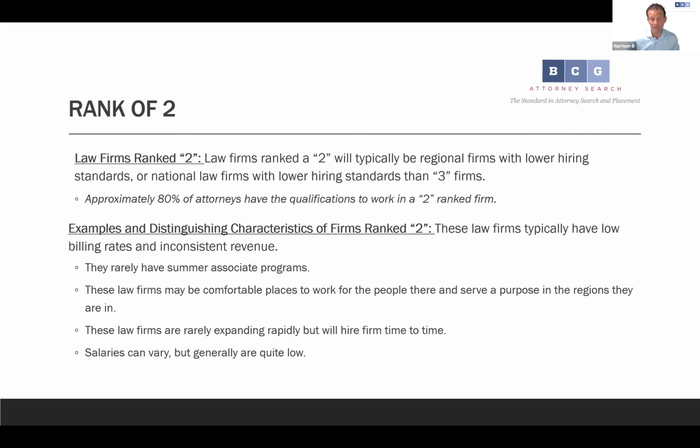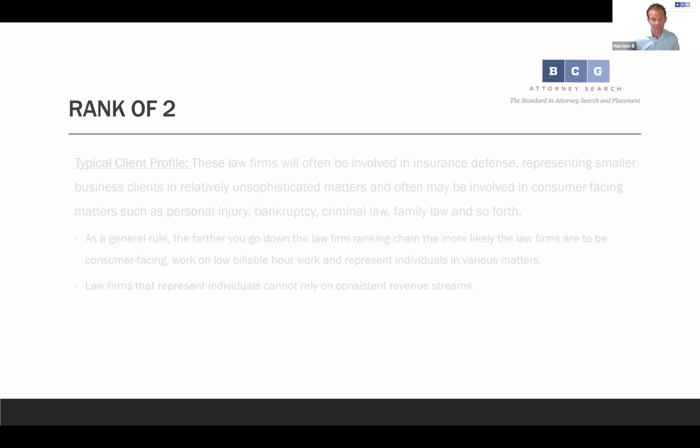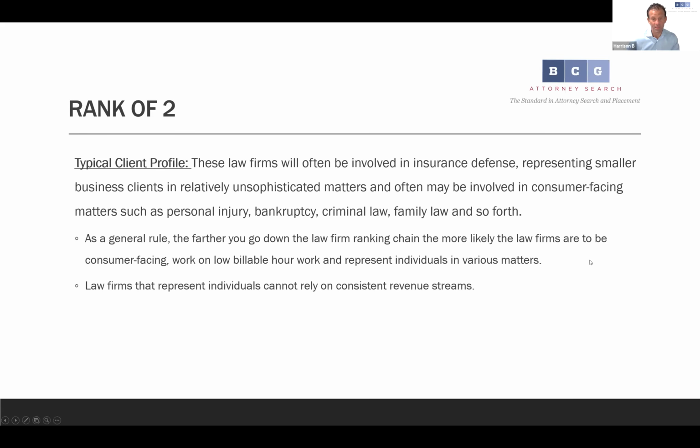And that's also one way to think about your 5 firms. Your 5 firms have clients that will just kind of pay no matter what. They're just giant clients, and they're bound to the firm, and they're big firms, and they're comfortable. And as you go down the pike in terms of the quality of the rankings of firms, it becomes harder for those firms to get revenue. The revenue is going to be lower, and it's going to be inconsistent. And they often need to play games to get revenue. So these firms may be involved in things like insurance defense. They may represent smaller business clients in relatively unsophisticated matters, but sometimes they are sophisticated. They may do some consumer-facing work, personal injury, bankruptcy, criminal law, family law, and things like that.